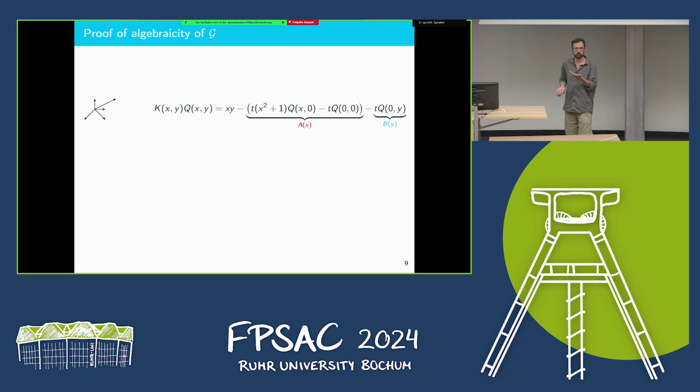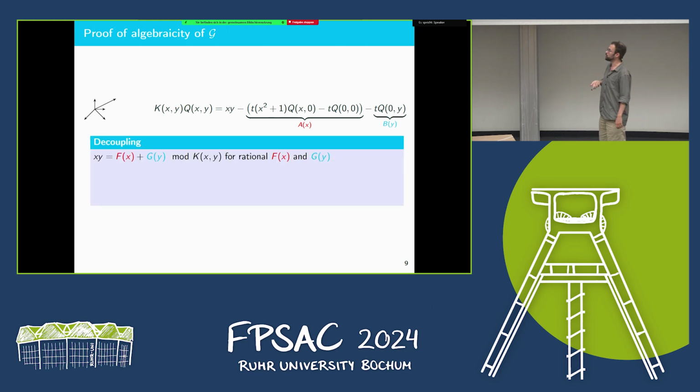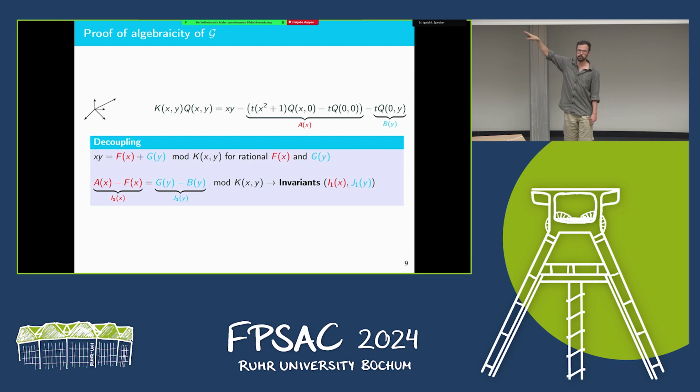Now, how do we exploit it to perform the algebraicity proof? Well, you start with our running model, and you remark that the right-hand side is almost of the form A(x) plus B(y), except for this term, xy. So what we do is we simply guess a pair of functions F(x) and G(y) such that xy writes like this, modulo K. And now we reinject this identity into the functional equation, and we get a first pair of invariants that involves the functions A and B that we don't know.